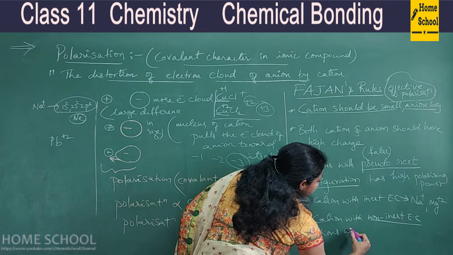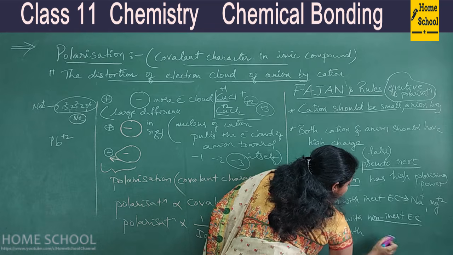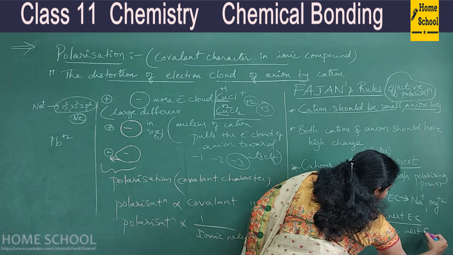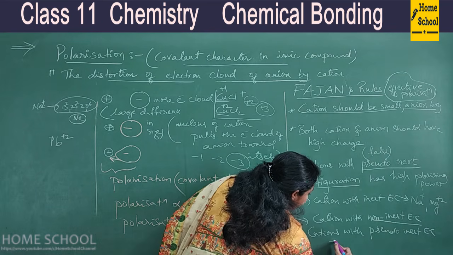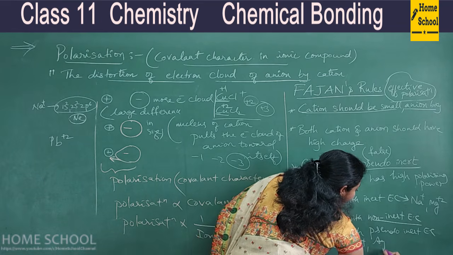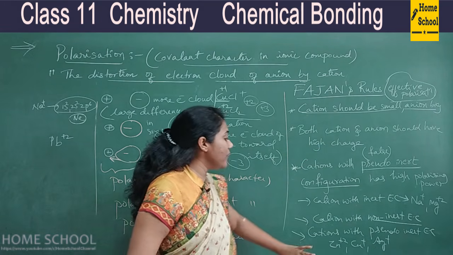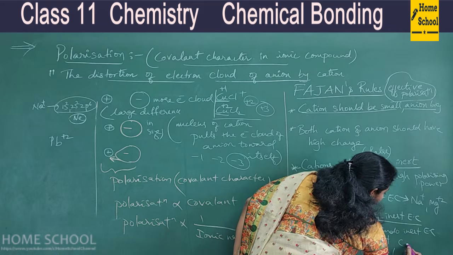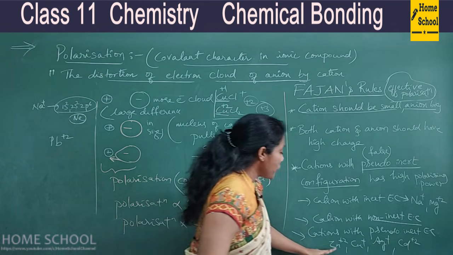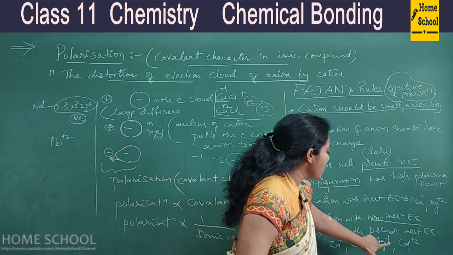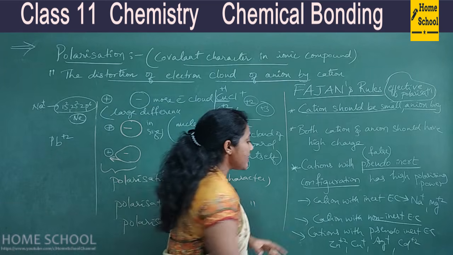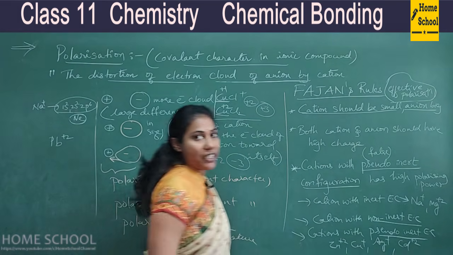cations with pseudo-inert electronic configuration. Examples for this are Zn+2, Cu+, Ag+. Okay, so all of them will come. Cadmium. Okay, so Cd+2 will come. All these d-block elements, especially Zn+2, Cu+2, Ag+2, Cd+2, all of them will come. So let me tell you what this pseudo-inert electronic configuration is.